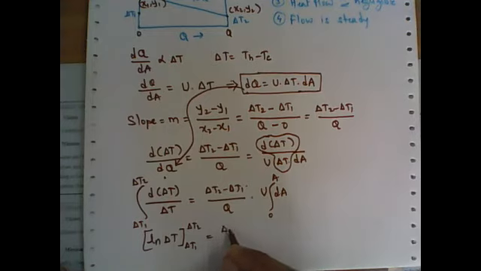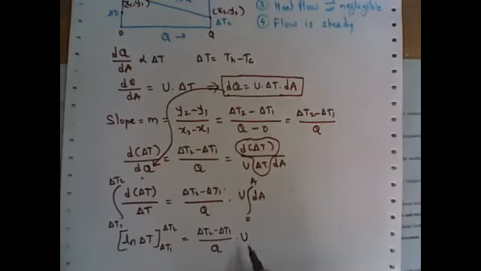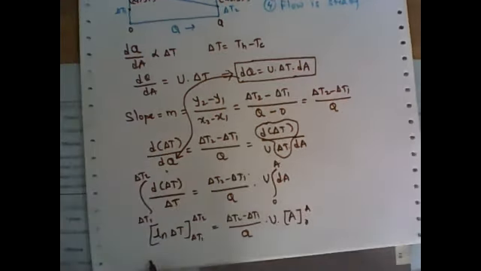Now here, delta t2 minus delta t1 upon Q into U, the overall heat transfer coefficient, is constant. We have taken this in the assumptions only. That is why we can separate out this capital U, and the integration of dA is nothing but A, with limits 0 to A, right? So we can write this ln of delta t2 by delta t1.